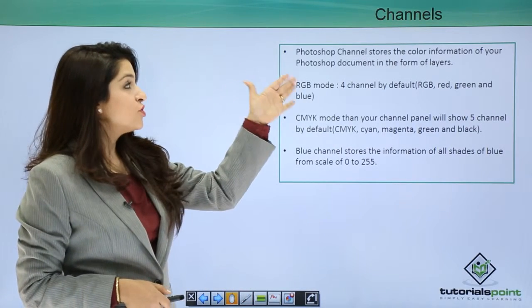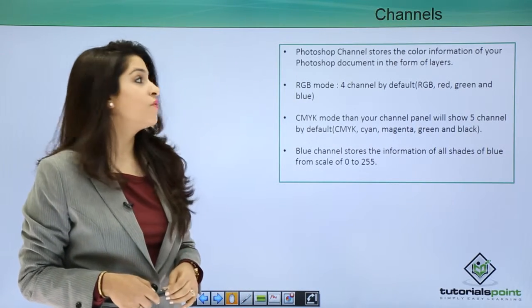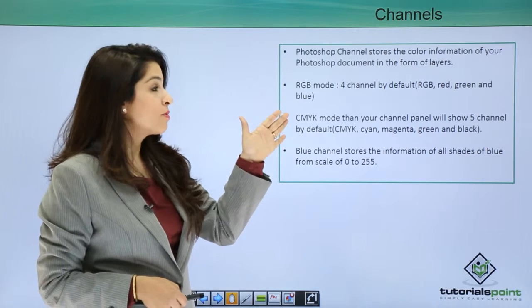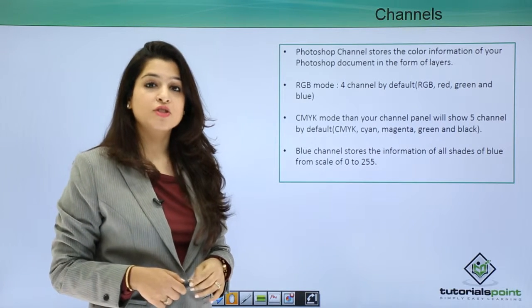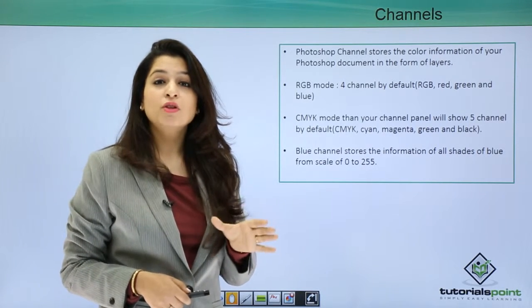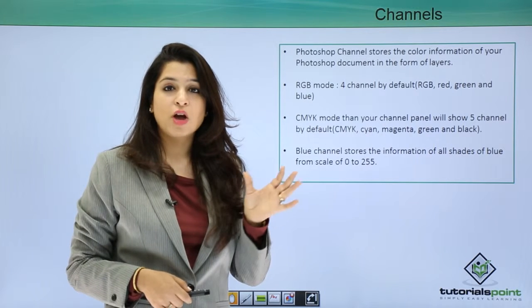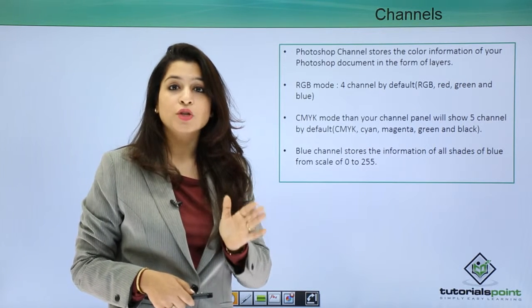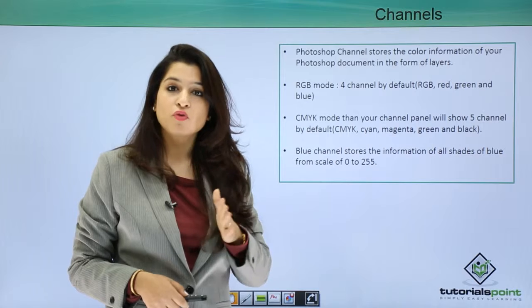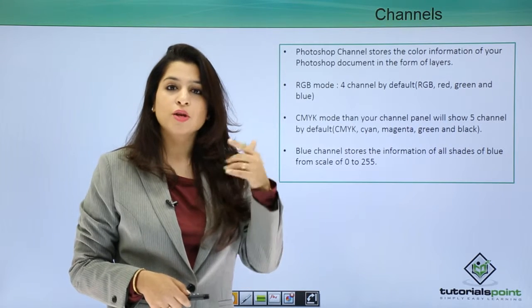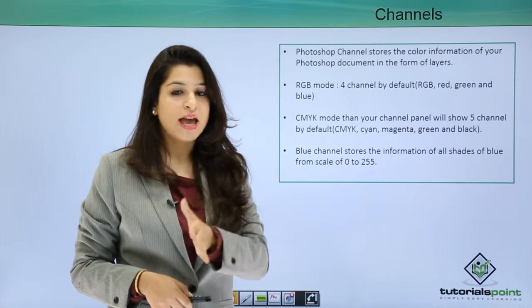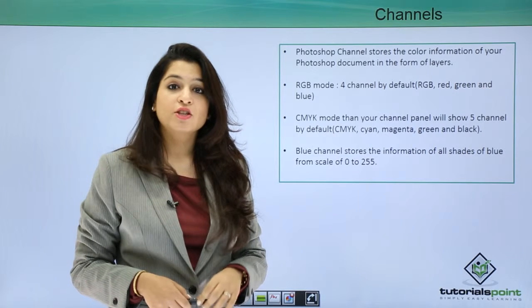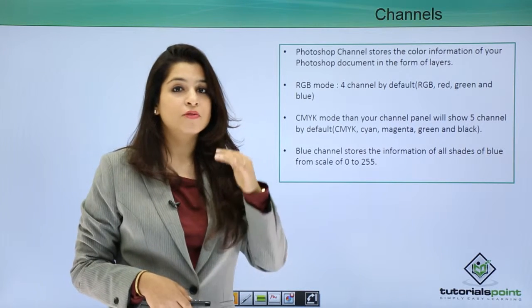Basically, the Photoshop channel menu stores the color information of your Photoshop document in the form of layers. So this panel you will find just next to your layer panel. So you have the layer panel and next to it you will see channels. If you don't see them, don't worry, you can go to the Windows menu, select channels and you will find them there. In the channel panel you will see that there are different layers.